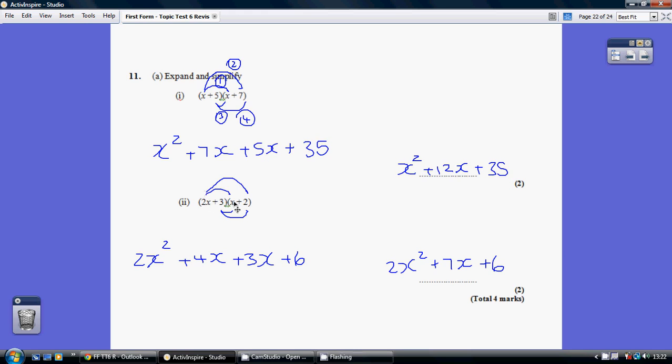Similar process with part 2. 2x times x is 2x squared. 2x times 2 is 4x. 3 times x is 3x. 3 times 2 is 6. And then gather together the 4x and 3x to give us 7x. So our final answer, 2x squared plus 7x plus 6.